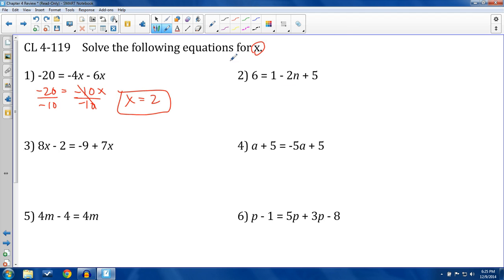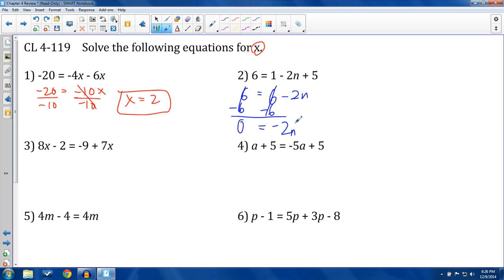Number 2. Simplify first. Left side is simplified. Right side is not. 1 plus 5. It's not minus 5. This plus 5 goes with that. 1 plus 5 is 6. Then there's a minus 2n. It's not isolated. Step 2, subtract 6 from both sides. You get 0 on this side, negative 2n on this side.